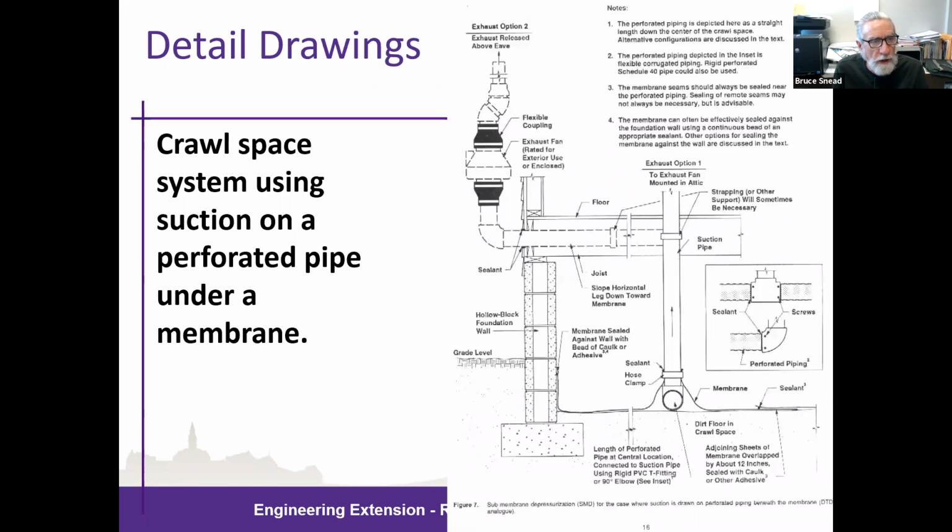Here's one for a crawl space showing the pipe going through a membrane laid on the floor of the crawl space, and some of the key features associated with sealing of the crawl space membrane and pipe configuration, penetrations of the membrane, and so on. So these are resources that are available to help you understand the significant components of ASD systems.